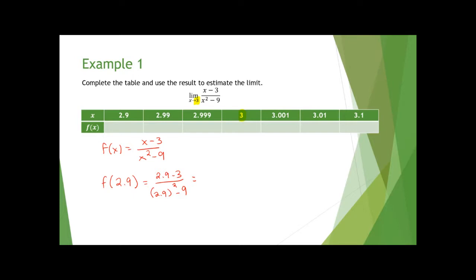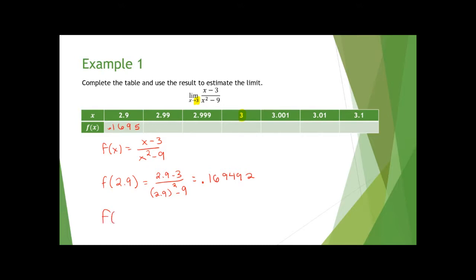So I'm going to first plug in 2.9. So that gives me 0.169492, and presumably it goes on forever. So let's just use 4 decimal places here. 0.1695 is how that rounds.